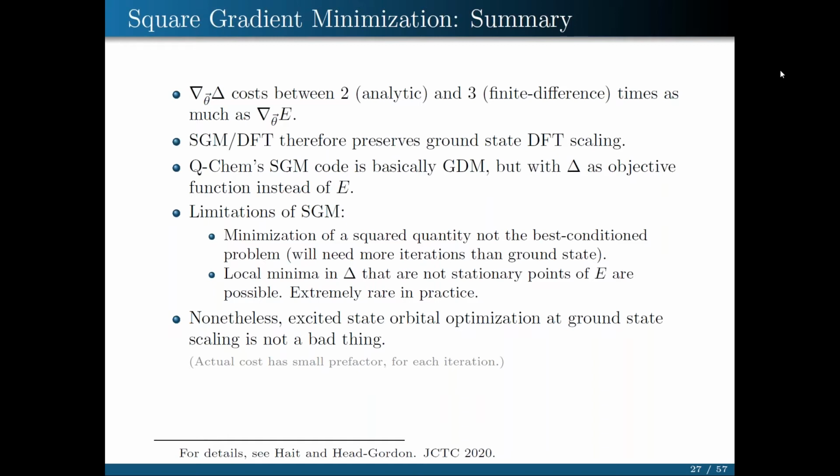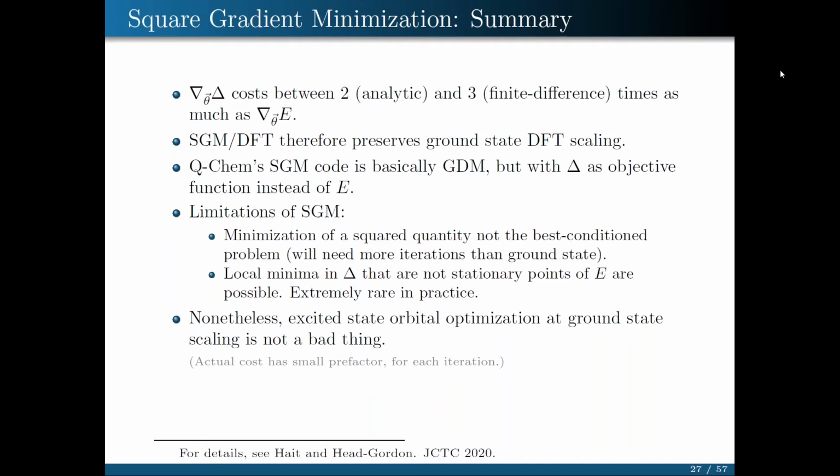The QChem SGM code, in fact, is basically GDM, but with the objective function being changed from energy to delta in order to make sure that excited state convergence works. Now, SGM, despite all the positive things I've said about it, has a couple of limitations. One is that it's trying to minimize some kind of a squared quantity, and therefore the condition number of the problem gets a little worse. So you would typically need more iterations to converge an excited state than you would need to converge a ground state, which combined with the 2 to 3 times larger prefactor means that these calculations are somewhat more expensive than ground state calculations, although with the same computational scaling.